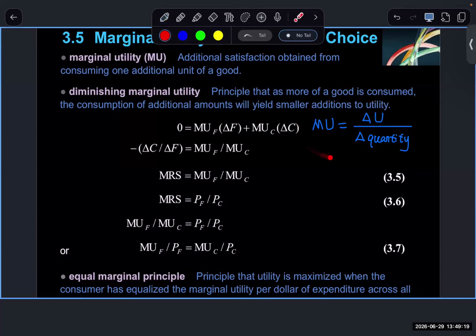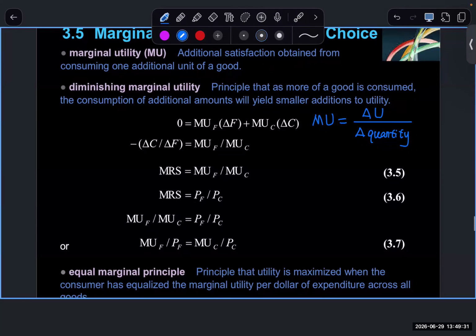This equation also means marginal utility equals the change in utility divided by the change in quantity. Okay, so let's please take a look at those equations. We're gonna derive it together. We're gonna derive MRS from MU. What does this mean, the first one? 0 equals marginal utility of food times delta F plus MUC times delta C. What does it mean?